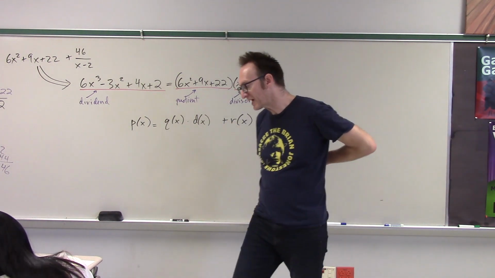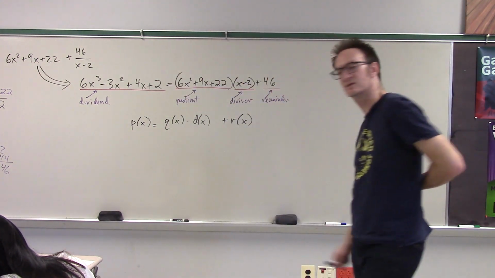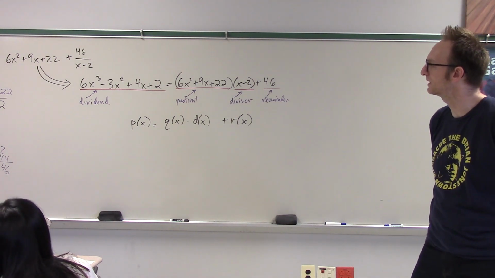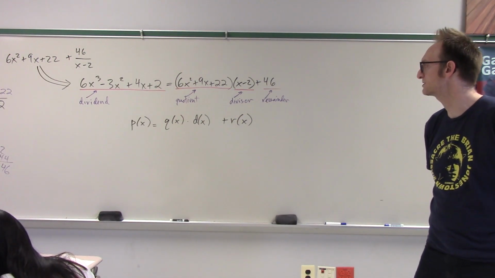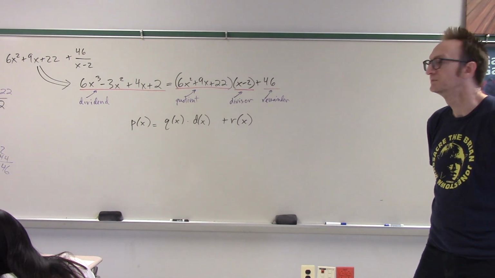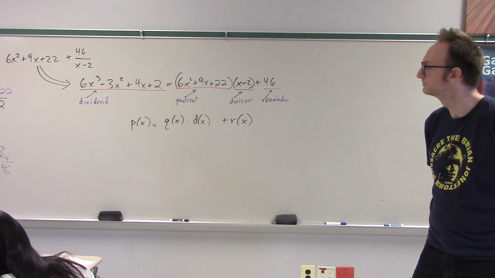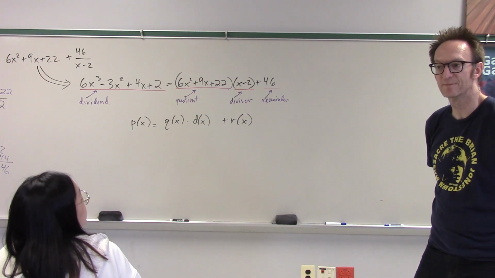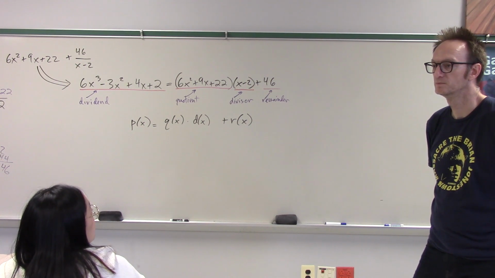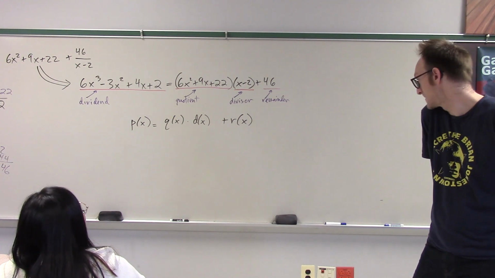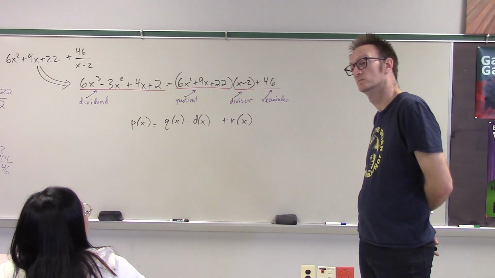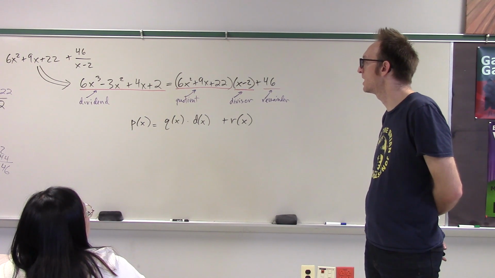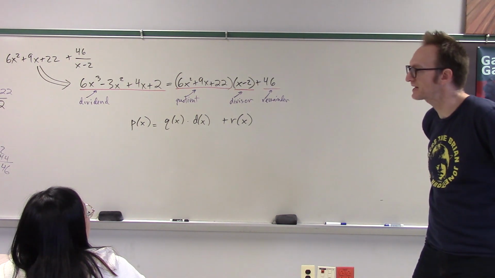All right, and there's a couple of observations to be made about this. Would anyone like to say anything generally about the relationship between the dividend, quotient, divisor, and remainder polynomials? It looks kind of like the formula for a linear equation for a line. Oh, okay, I see what you're talking about. No, I don't think that's exactly directly relevant.